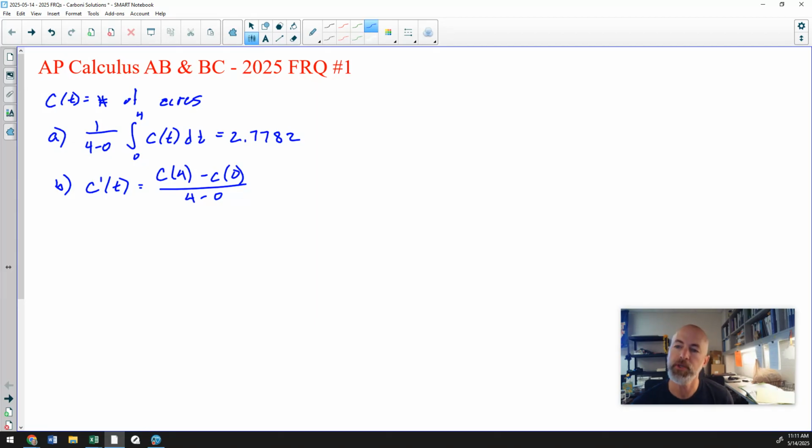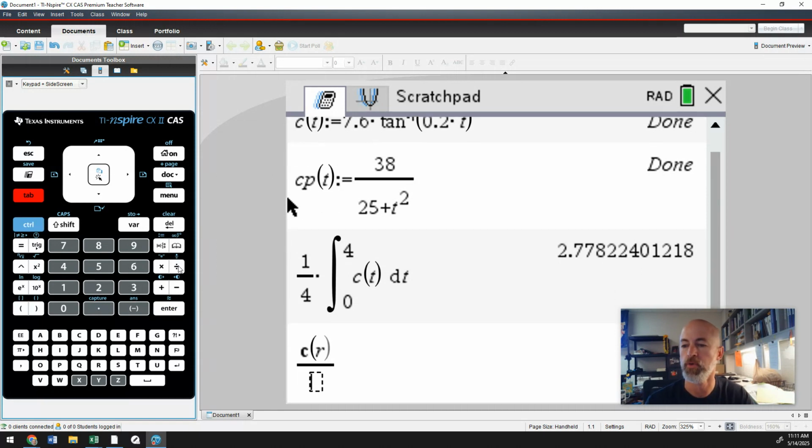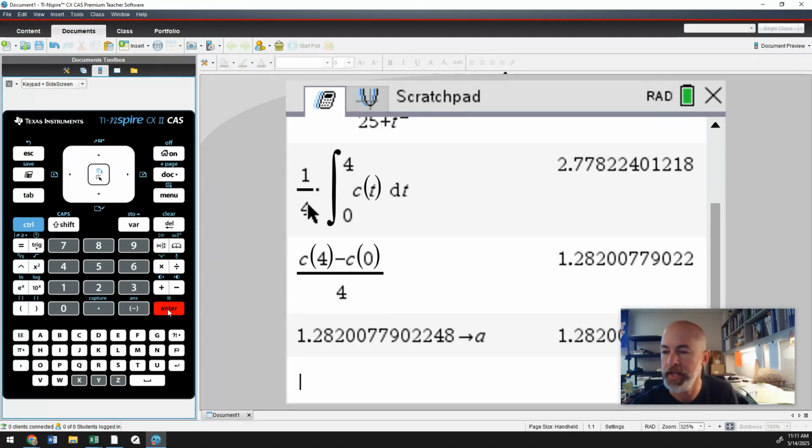I'm going to compute C of 4 minus C of 0 over 4 minus 0. So let's do that real quick. C of 4 minus C of 0 over 4 minus 0. And I'm getting 1.282. I'm going to store that in my calculator as the value A, because I'm going to use that answer in just a minute.